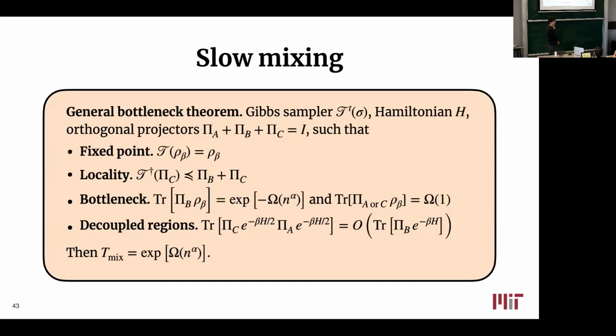I'm not sure what the difference is between these terms. He wants you to rewrite it in terms of rho beta. Right, so you should do that somehow. We actually require this first term to be exponentially small. Does it imply that? No, I don't think so.